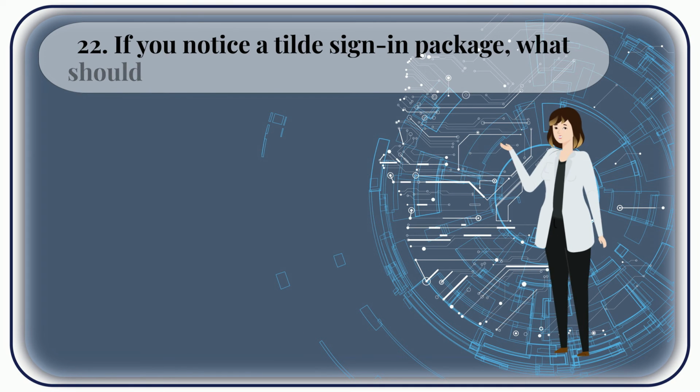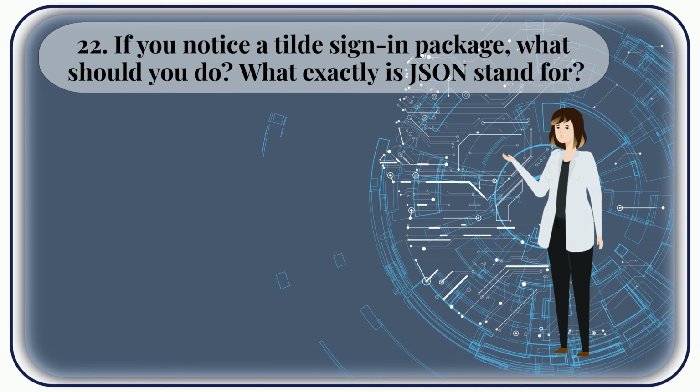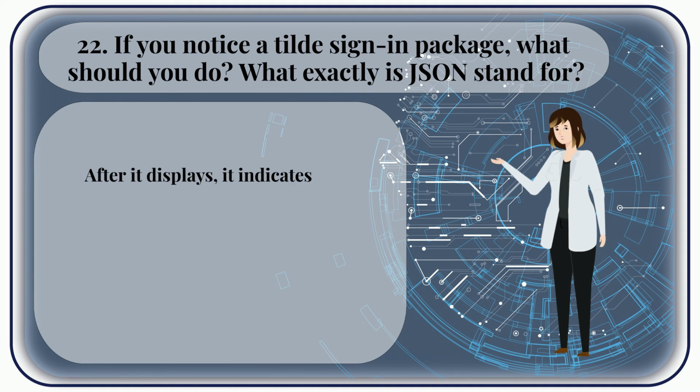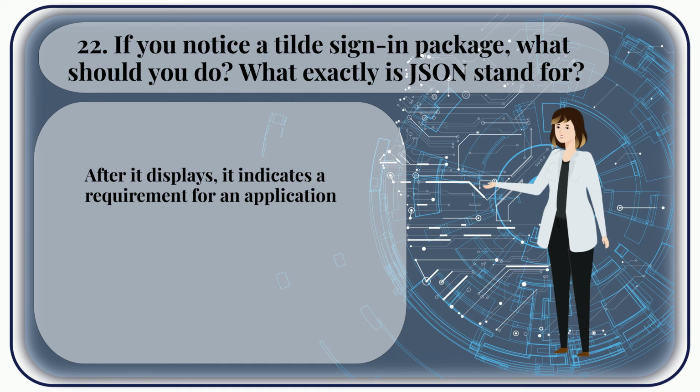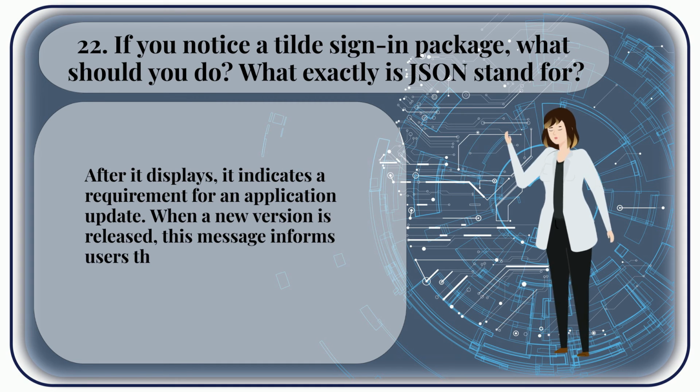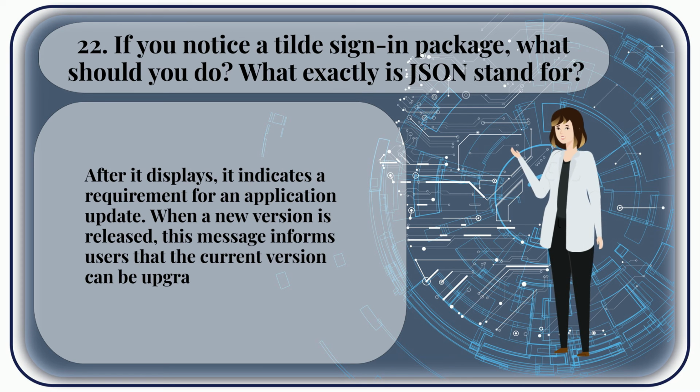22. If you notice a tilde sign in package.json, what should you do? What exactly does JSON stand for? After it displays, it indicates a requirement for an application update. When a new version is released, this message informs users that the current version can be upgraded to the new one.